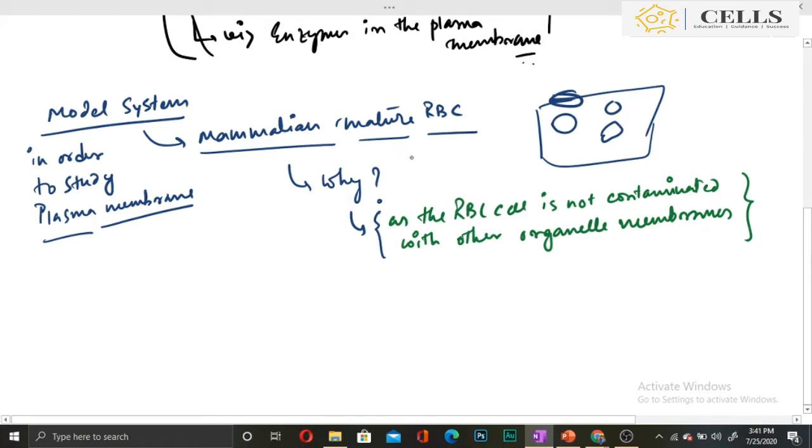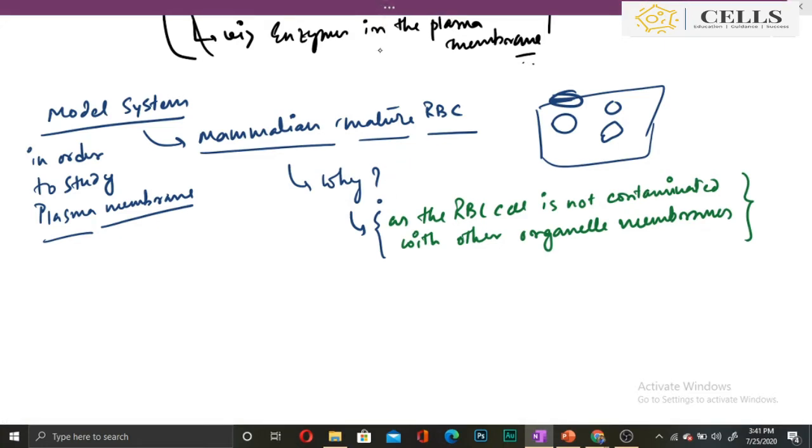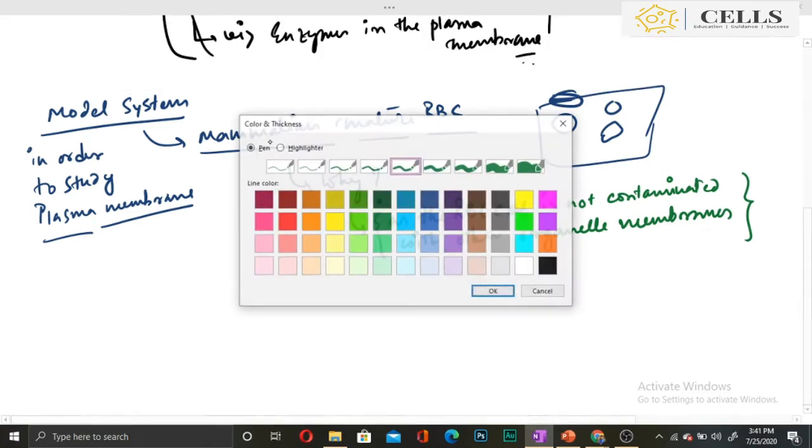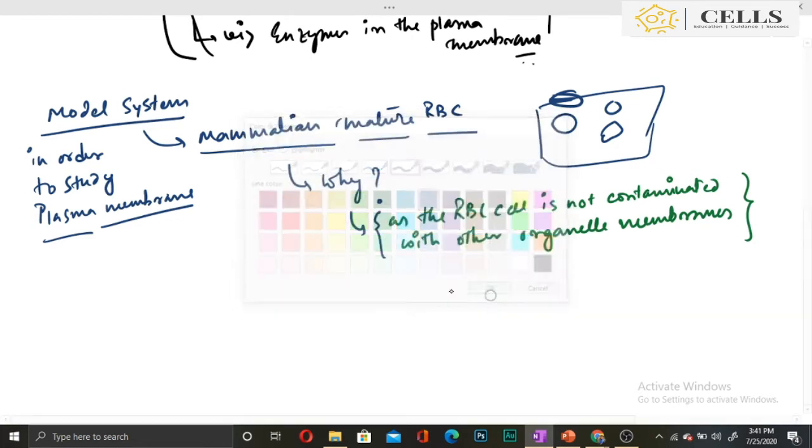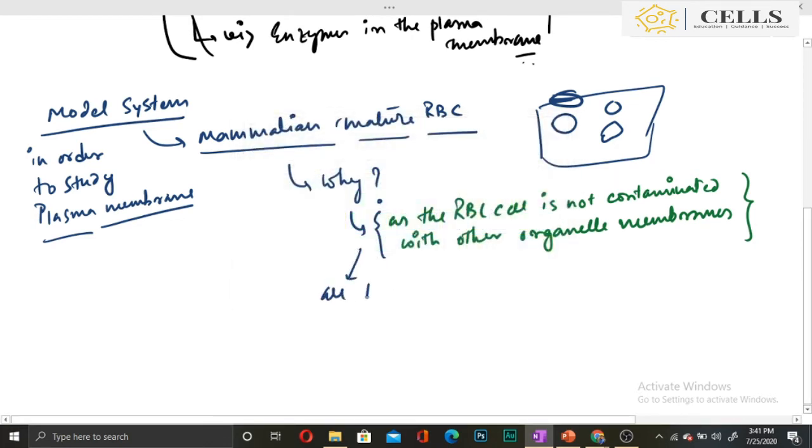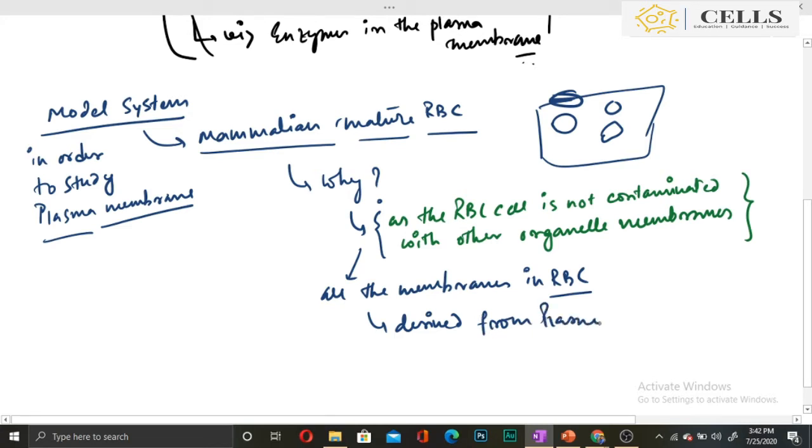So all the membranes which we will be deriving from the RBC are derived from the plasma membrane only.